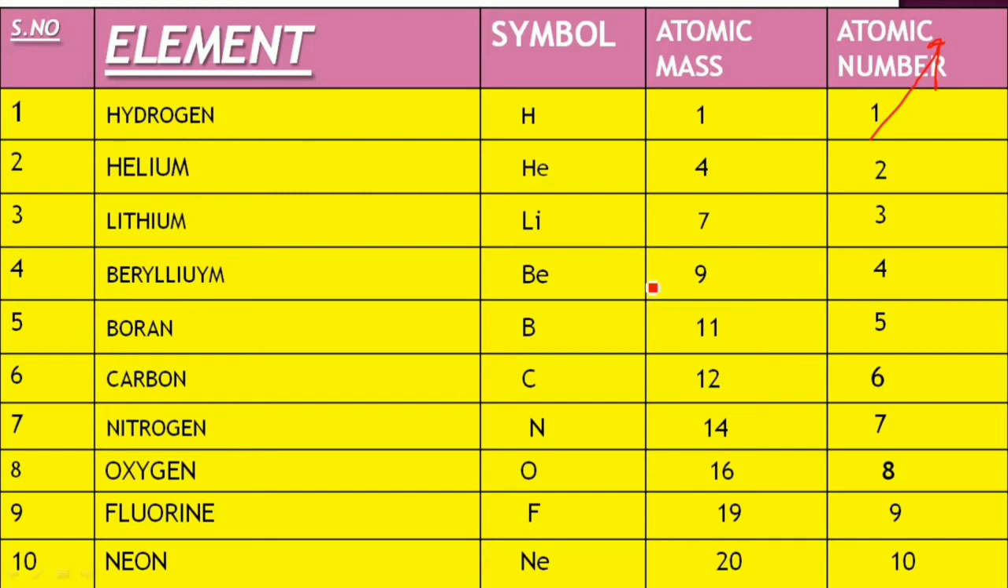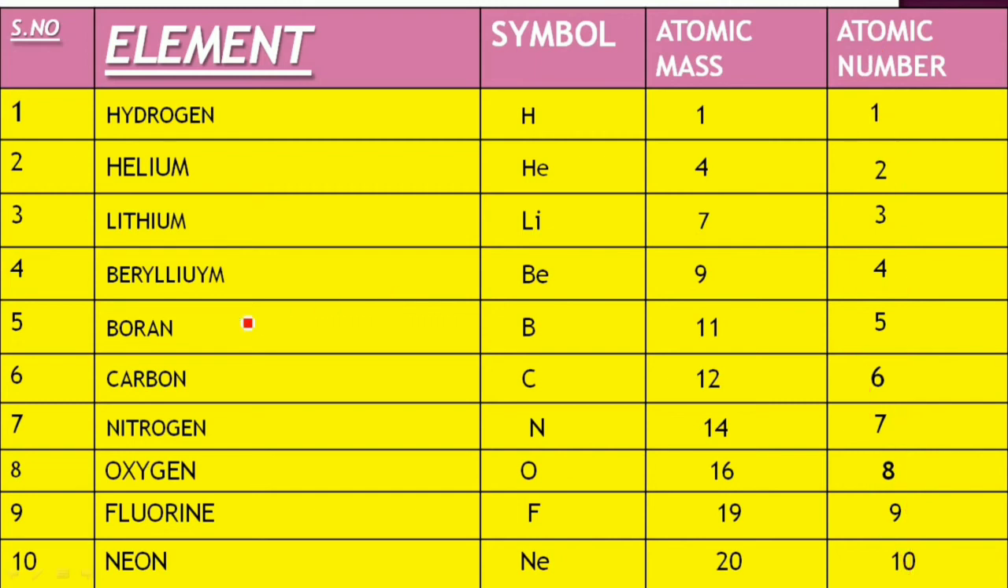Next, the third element is lithium. The symbol is Li and the atomic mass is 7. The atomic number is 3. Atomic numbers are nothing but the numbers of the elements in order. We should remember that the order of the elements is their atomic number.